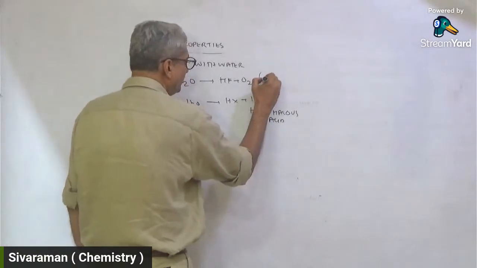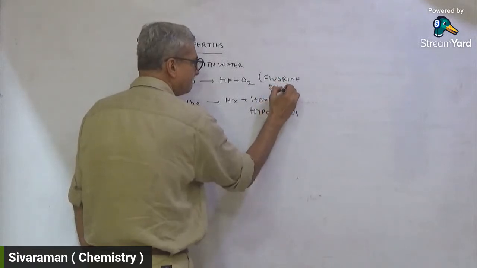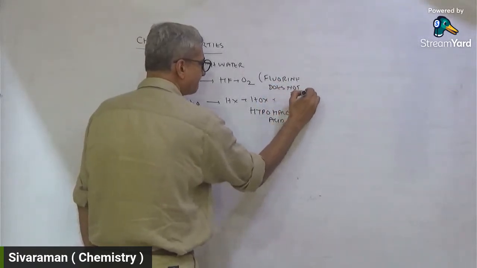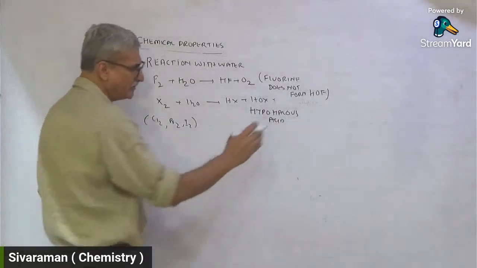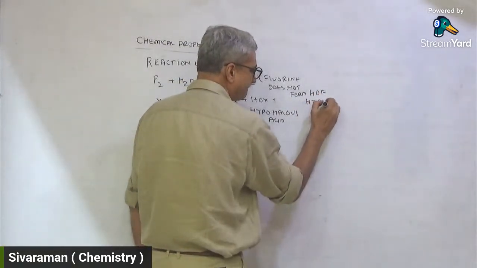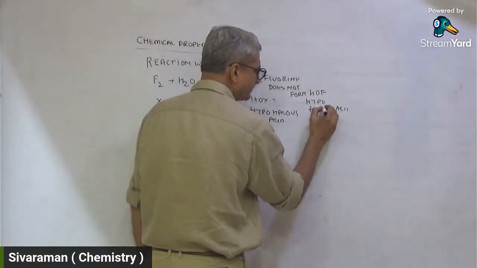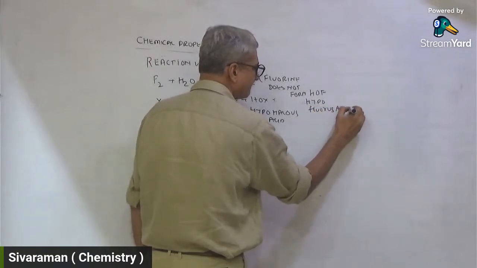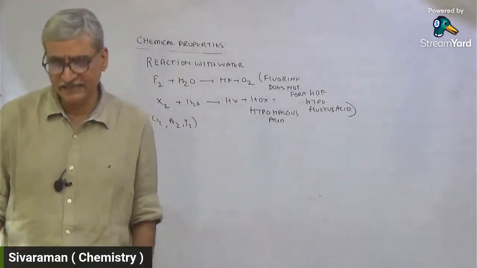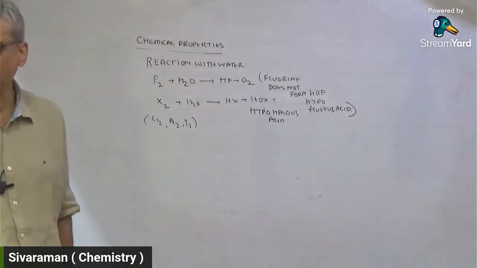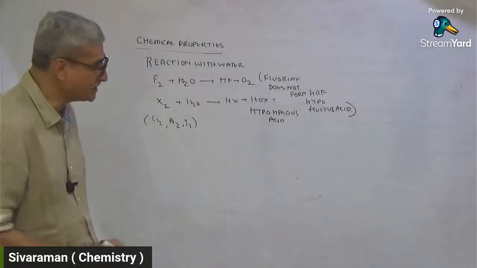So what am I trying to tell you? Fluorine does not form HOF, hypofluorous acid. You want me to write down that also? Fluorine does not form it, whereas you have hypochlorous acid, hypobromous acid, and the stability of that we will see again. Then next one is reaction with NaOH.